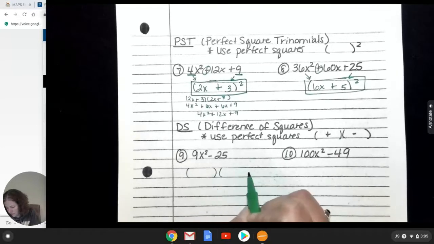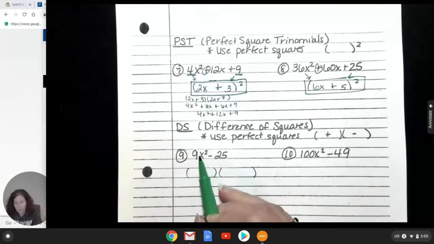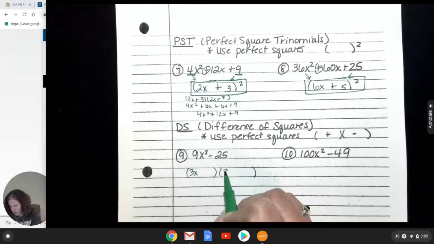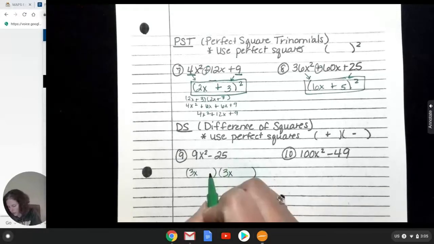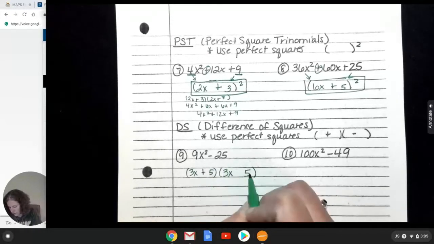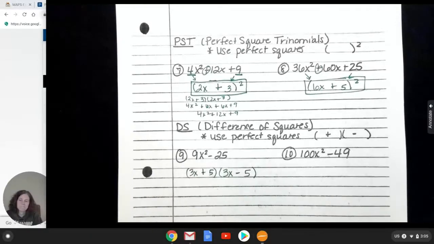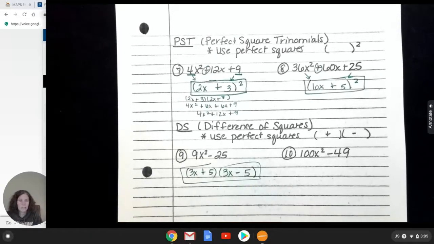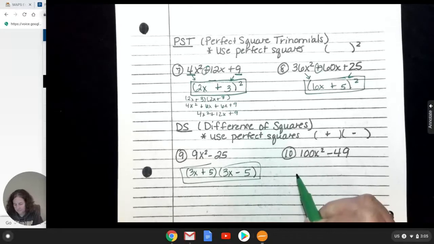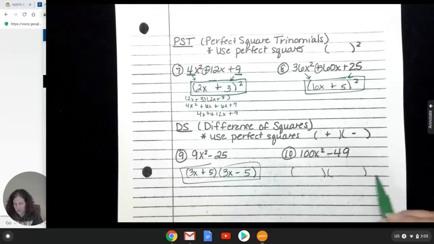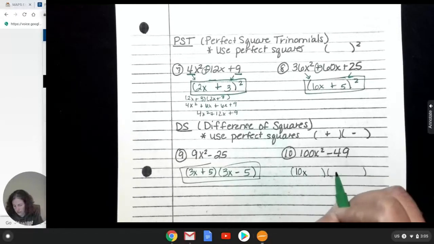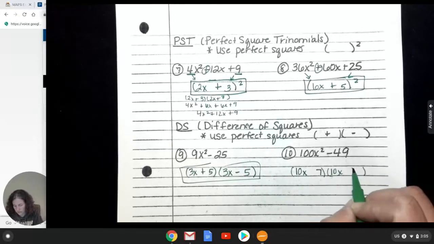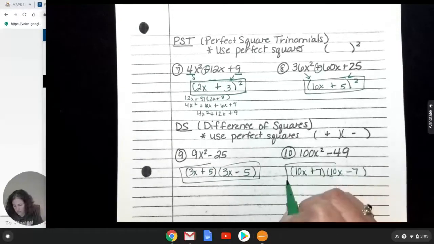So now, if we're doing this one, we take the square root of the first one, which is 3x, and put it first in both of the binomials. Take the square root of the second one, which is 5, and do a plus and do a minus. That's it. I like this one. So example 10. Again, maybe you can pause it, see if you can get it, and then check it. So I'd have 10x, square root of 49 is 7, and use a plus and a minus.